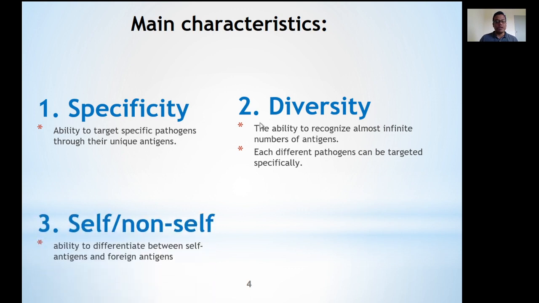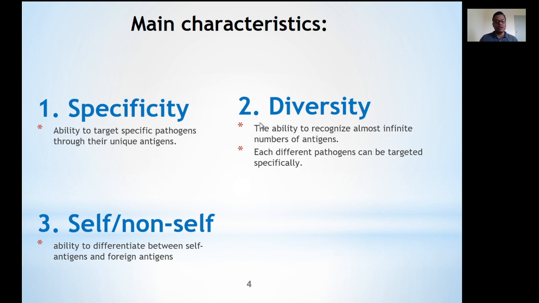Third, self and non-self. This is the ability of the adaptive immune response, or immune system, to distinguish between our own cells or our own body antigens and foreign antigens from pathogens or cells from other people.